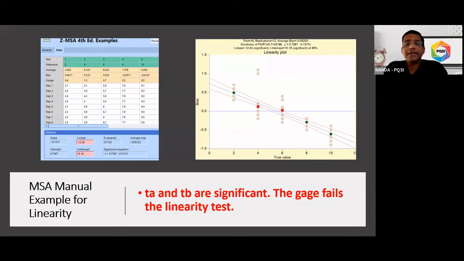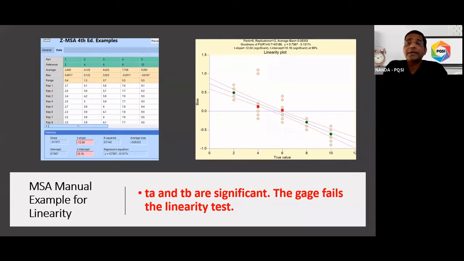So the whole idea is, what do we do from here? This is your first output from the MSA example. The output that GaugePack gives you is that both slope and y-intercept are significant, and it shows you a red signal that the gauge fails the linearity test, right? So what do we do next? With this, what do we do?